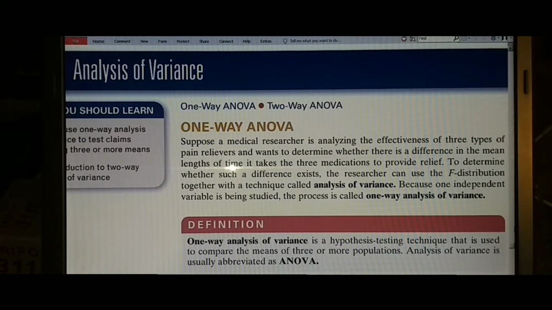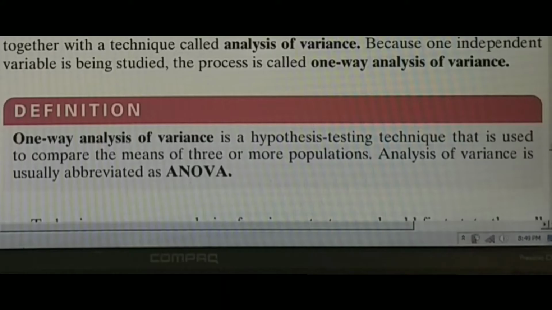Alright, so we are now at analysis of variance. In analysis of variance, we will tackle the so-called one-way ANOVA, ANOVA meaning analysis of variance. So we have a definition here of a one-way analysis of variance. It is a hypothesis testing technique that is used to compare the means of 3 or more populations.